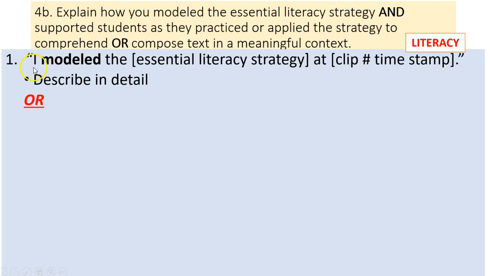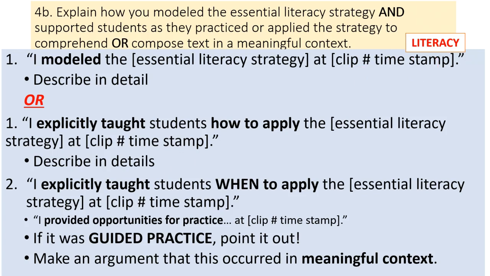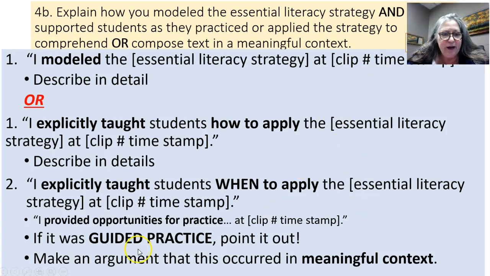So first of all, I modeled the essential literacy strategy, and you put what that was, and then you put the clip, time, then describe in detail. Or I explicitly taught students how to apply, because it says there, or. So this is either about you modeling the essential literacy strategy, or it's about teaching the students how to apply the strategy, and the clip number and the timestamp. Then you describe in detail. I explicitly taught my students when to apply the essential literacy strategy at. I provided opportunities for practice at. If it was guided practice, point it out because that's a big deal. And then make an argument that this occurred in a meaningful context.